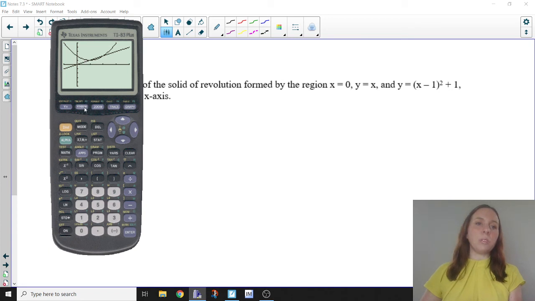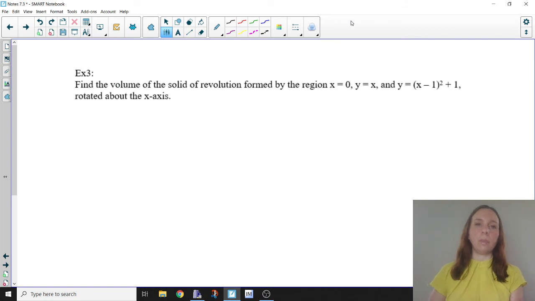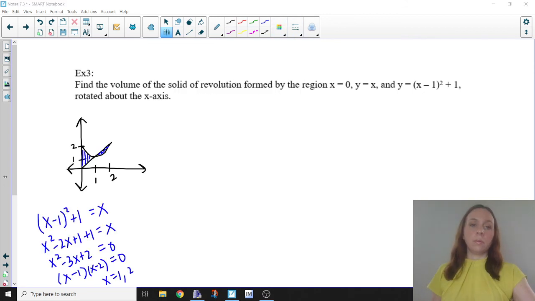I'm going to change my window just slightly still because I want to see that region a little bit better. I think let's go to 3 on the x and -1 to 3 on the y. Okay, that looks pretty good. So I'm going to sketch that, but I'm not going to draw this part in because I don't need the curves beyond or to the left of x equals 0.